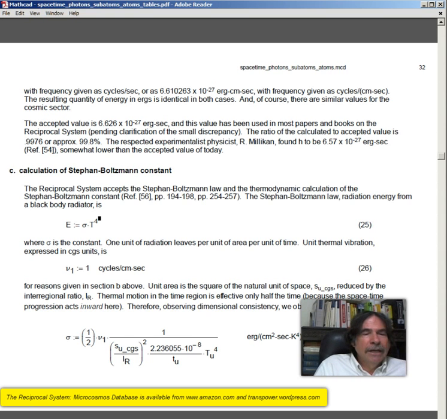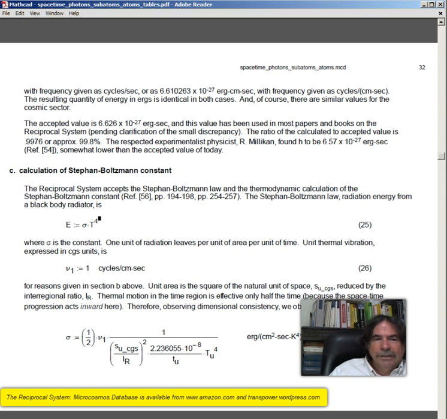See, calculation of the Stefan-Boltzmann constant. The reciprocal system accepts the Stefan-Boltzmann law and the thermodynamic calculation of the Stefan-Boltzmann law. You can see the references there. The Stefan-Boltzmann law of radiation energy from a black body radiator is expressed as E equals sigma times T to the 4th power, where sigma is the constant. 1 unit of radiation leaves per unit of area per unit of time.